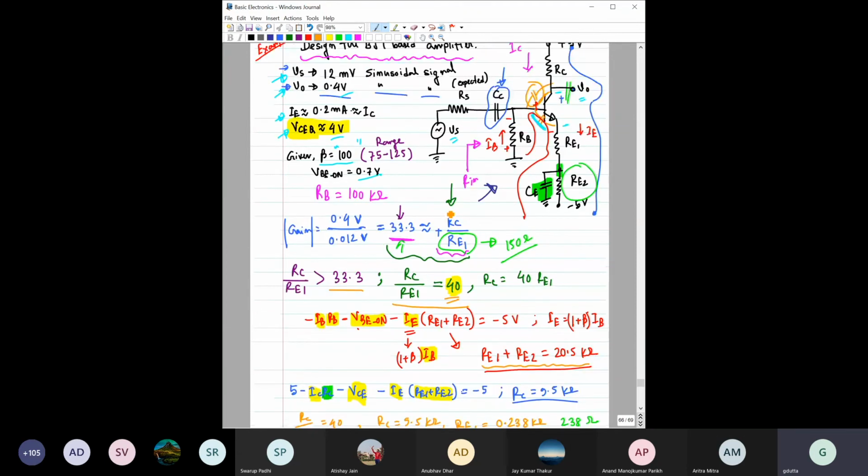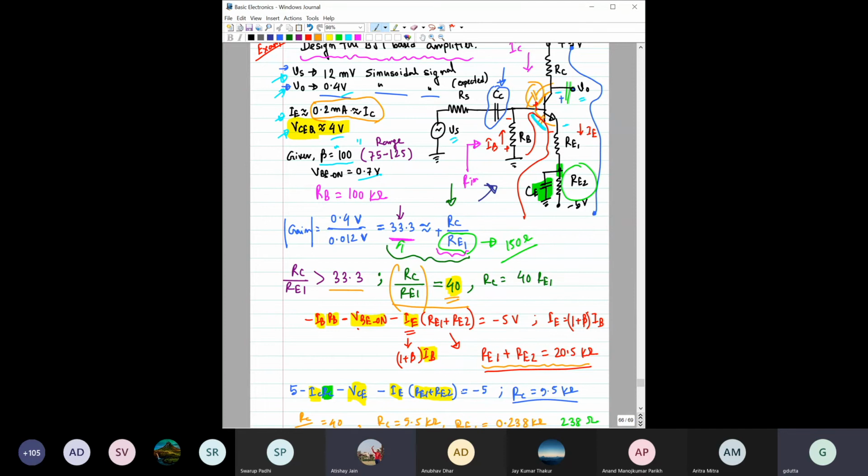One more thing. See, the IC value was also given, right? So from here, you can also estimate that the R pi value would not be negligible, right? The approximation that we are doing for RC by RE1 from the big expression, we have neglected this R pi, right? But from this you can estimate the R pi value is not that negligible.